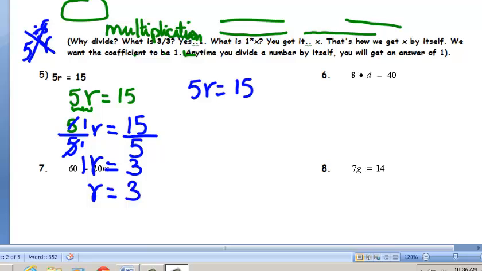5r equals 15. 5 times 3 equals 15. 5 times 3, 15. Yes, 15 equals 15. Checks my answer. Let's move on to the next problem.